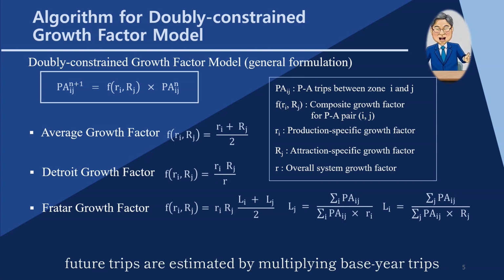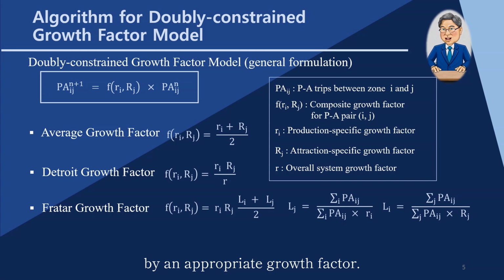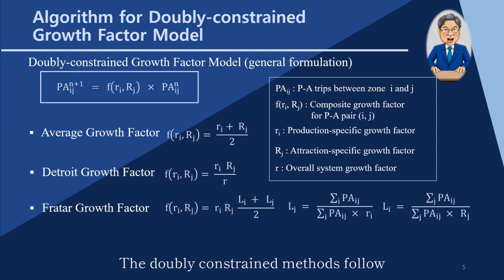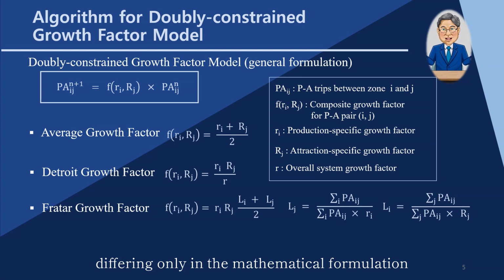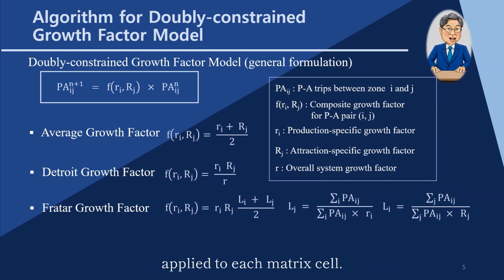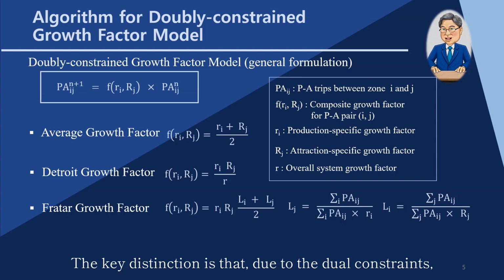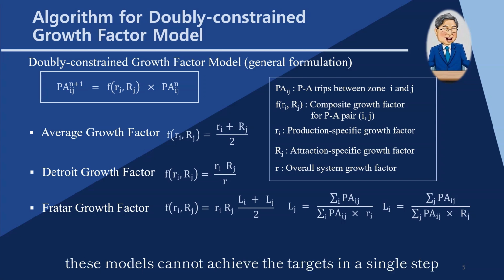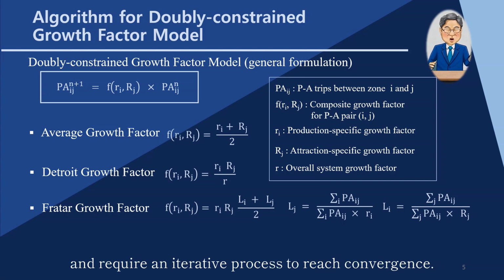All growth factor models share a consistent core concept. Future trips are estimated by multiplying base year trips by an appropriate growth factor. The doubly constrained methods follow this exact same principle, differing only in the mathematical formulation used to calculate the composite growth factor applied to each matrix cell. The key distinction is that due to the dual constraints, these models cannot achieve the targets in a single step and require an iterative process to reach convergence.